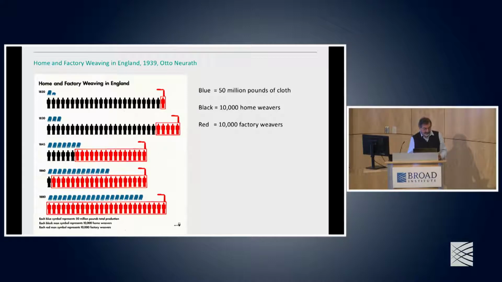In 1820, there are 24,000 home weavers and 10,000 factory weavers, and they're producing about 70 million pounds of cloth. In 1880, home weaving has completely disappeared. There's that same total of 25,000 weavers, but now they're all working in the factories, and they're producing 1 billion pounds of cloth.